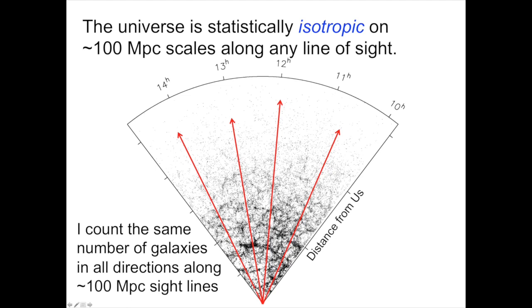If I counted over a short distance, I might find a lot of galaxies on this sight line, but on this sight line, I would find myself in a void. I would get very different answers. So again, this idea of homogeneity and isotropy only holds on the very largest scales, the scales of the largest superclusters of galaxies, of the voids and filaments and walls.